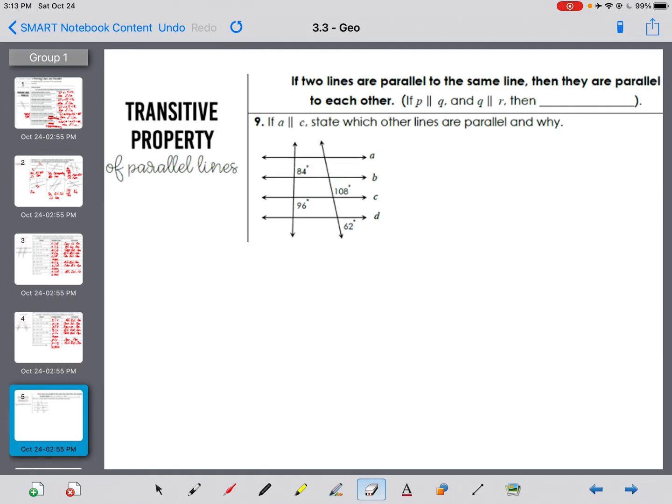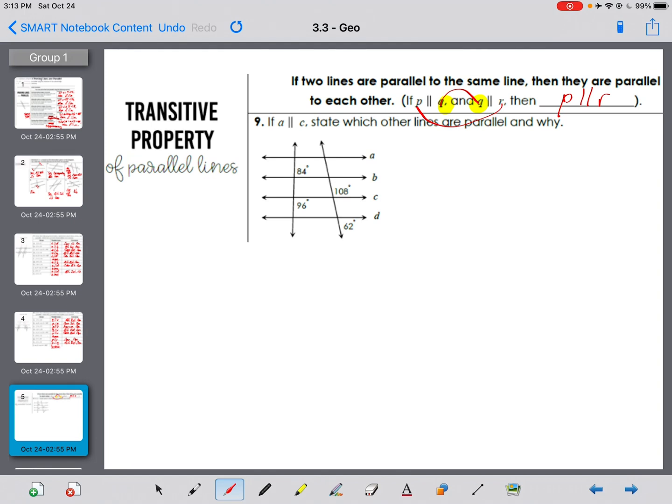Okay. Last example. If 2 lines are parallel to the same line, then they are parallel to each other. So if P is parallel to Q and Q is parallel to R, then P is parallel to R. We can transfer through the things they have in common. They have this Q in common, and that links them together. And so P is parallel to R.